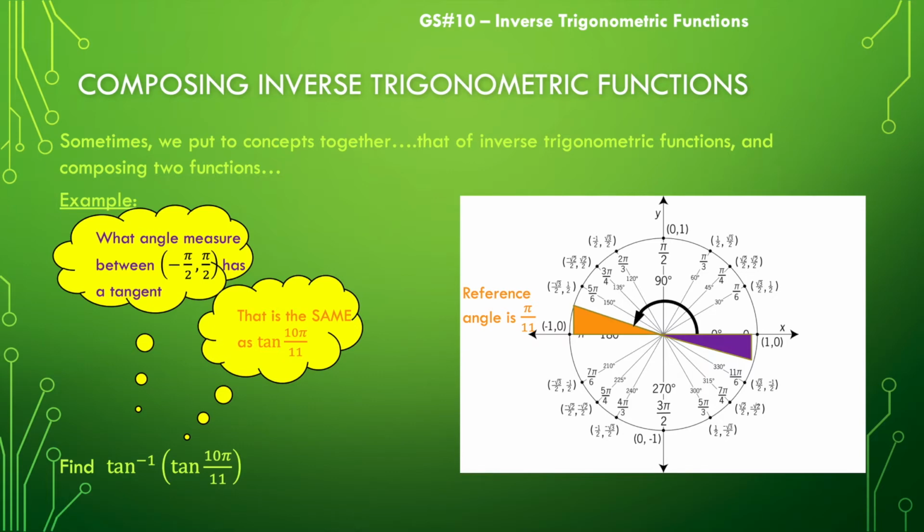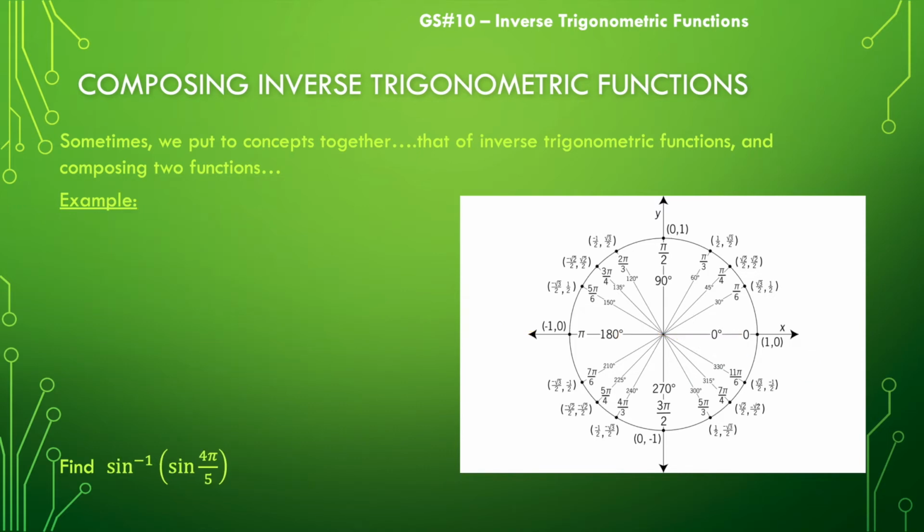So I want to use that same reference angle over here. And remember that all of these angle measures we're going to refer to as negative angle measures. And so I can say that what I'm looking for is something with a reference angle of pi over 11 going in the negative direction. And so we can go ahead and say that that is going to be negative pi over 11.